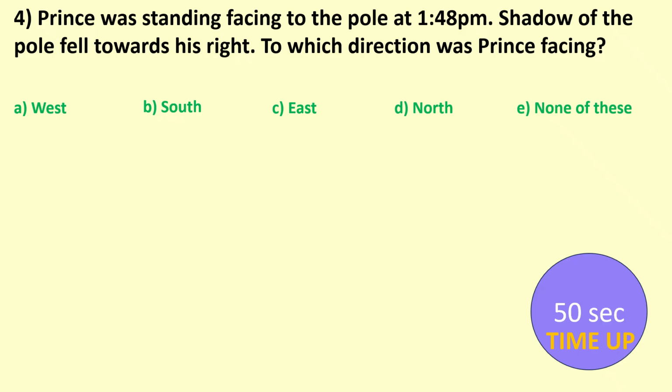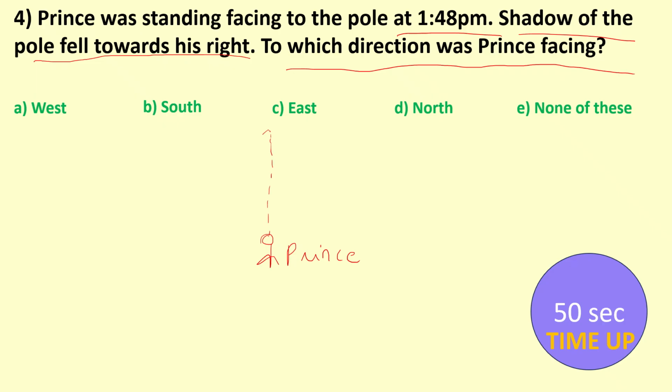So what is the question saying? Prince was standing facing the pole at 1:48 p.m. Shadow of the pole fell towards his right. To which direction was Prince facing? Okay, suppose this is Prince, and he is facing towards a pole.